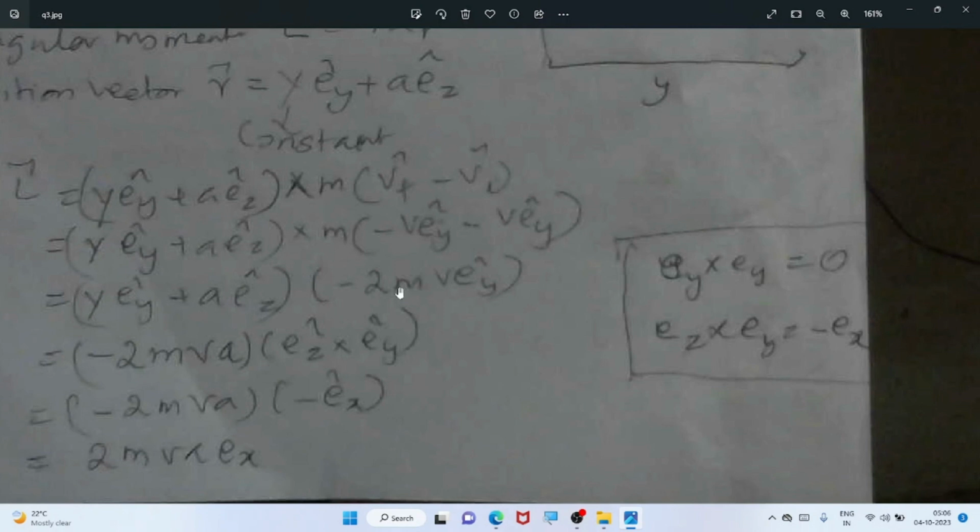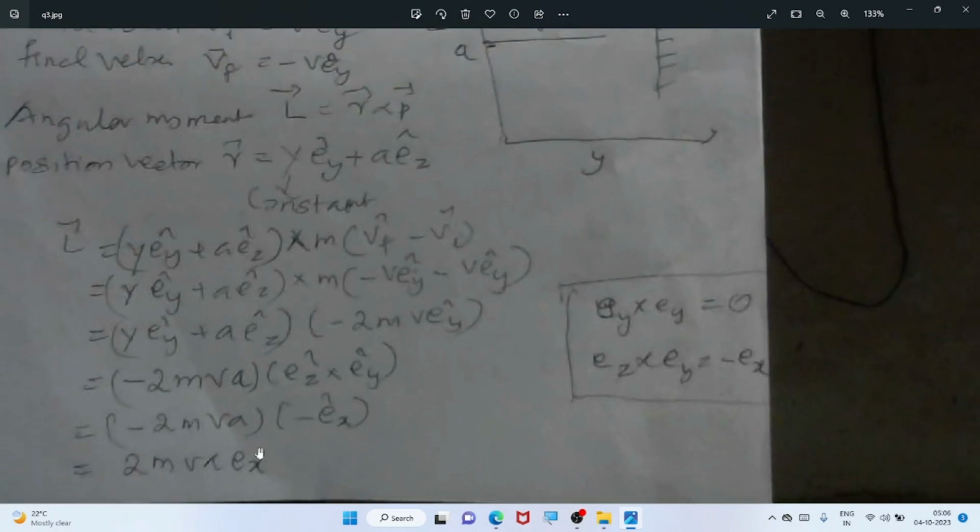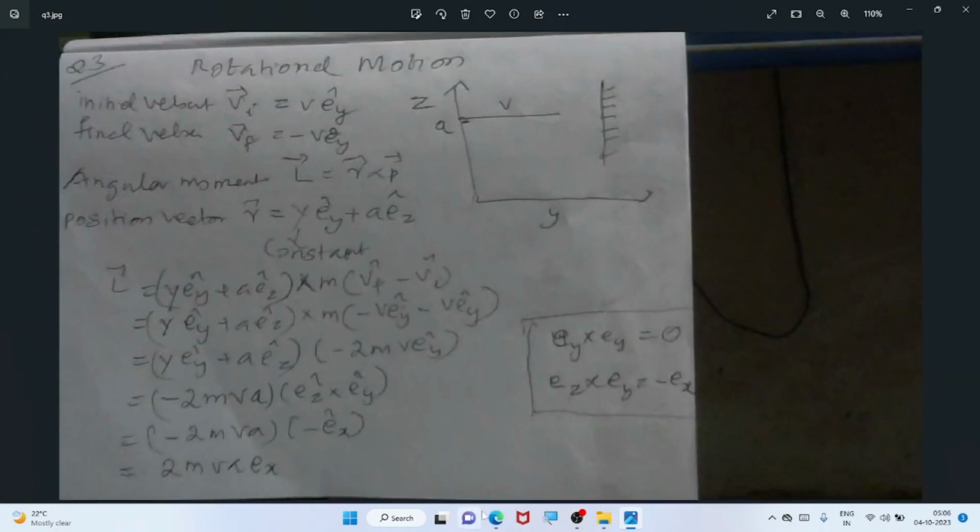This into this will be 0. y into y cross y will be 0. Only this term will be remaining. Then after simplification you will get this. So this is important here.